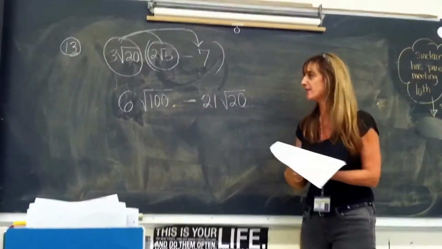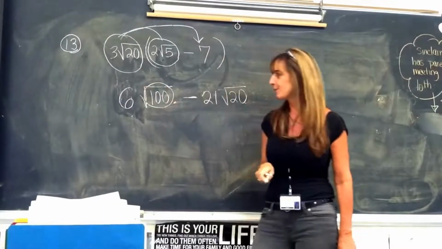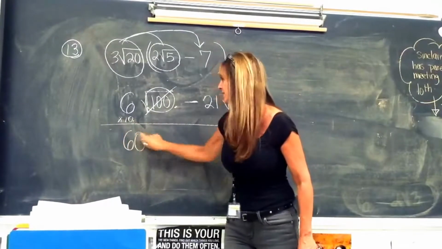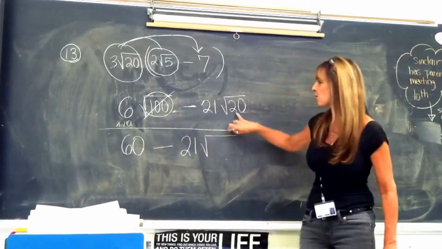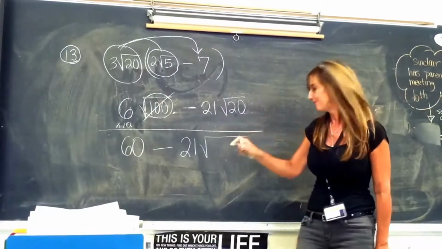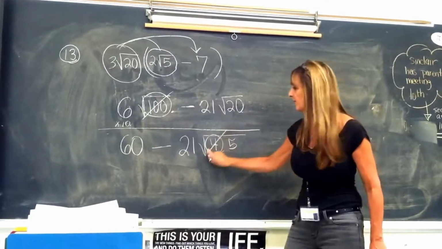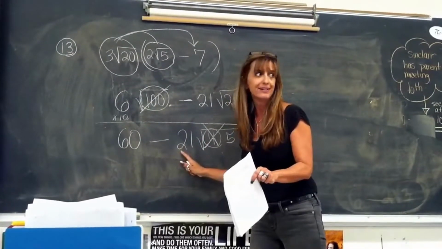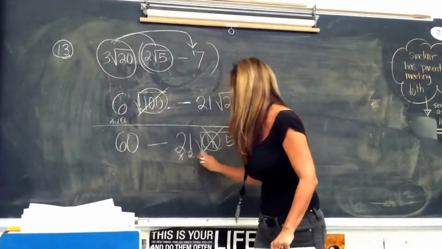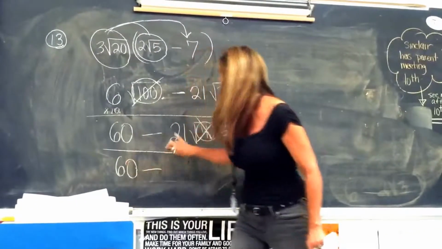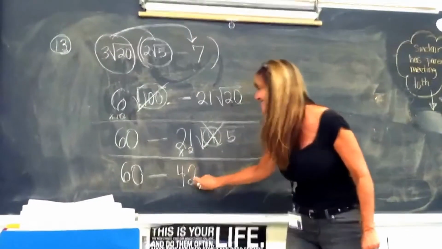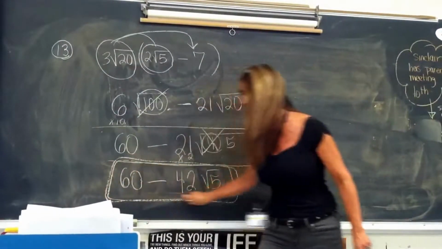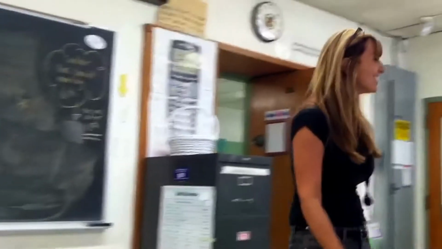And now you just have to simplify this. You know that's a perfect square. So that's really 10 gets multiplied by the 6 on the outside. And how can I break up 20? 20's 4 and 5. And the square root of 4 is 2. That's right. So you have 21 times 2 is 42 rad 5. And that's the answer. This is fun.